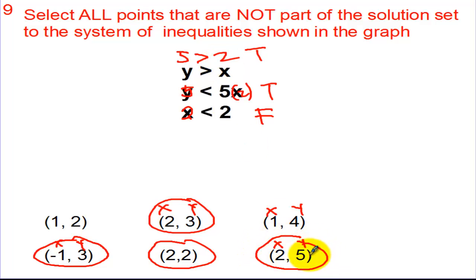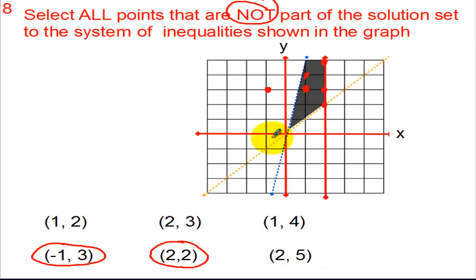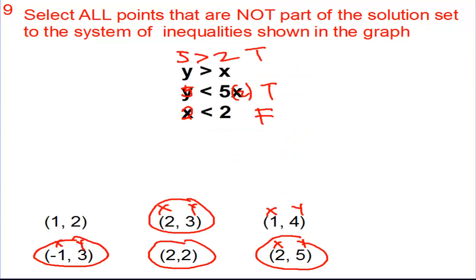Alright, so comparing problems 8 and 9, if we have a graph, just try to plot your points and identify if it is a solution or not a solution. If you don't have a graph but we have the system, I would suggest just plugging in all the points and identifying which are not part of the solution in order to answer this question.